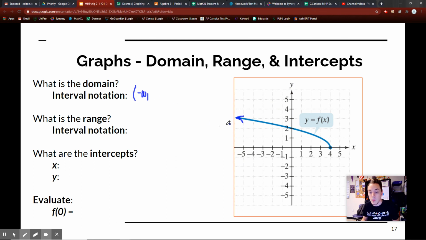Okay? Comma, where does it go to? Left to right. Where does the graph stop existing? It stops existing at 4. And since that's included, bracket. Okay? So if you got that, awesome.